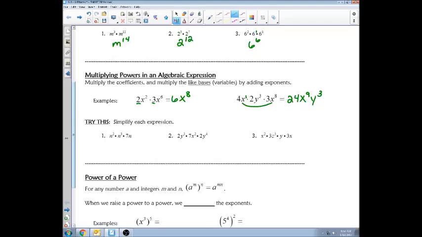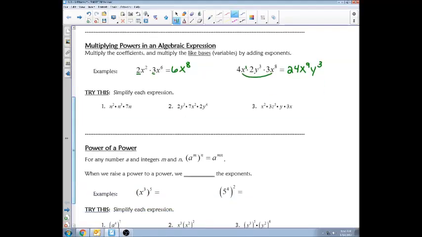All right, let's see how you did. I'm going to multiply my coefficients. Remember, if there's no coefficient out front, it's just ones. So 1 times 7 will get me 7. n to the second times n to the third times n to the first. So 2 plus 3 plus 1. 2 plus 3 is 5, plus 1 is 6. So 7 n to the 6th.